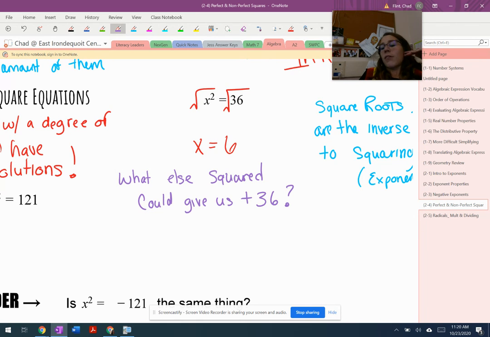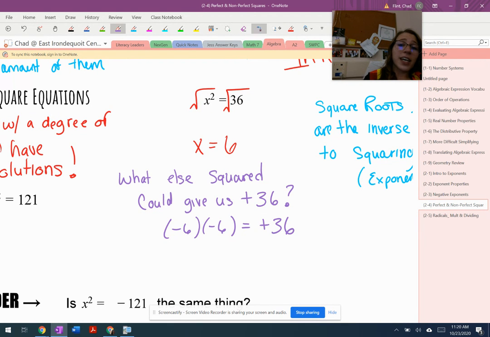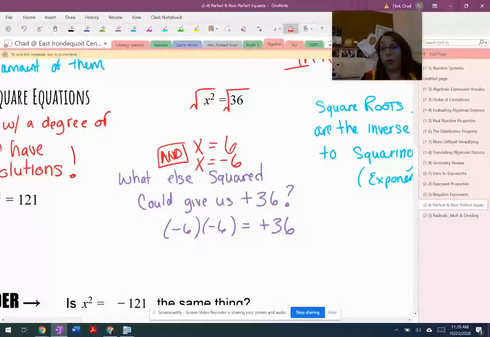Normally, this is a really fun conversation we have in class. But remember, a negative times a negative also gives you positive. So our second solution is x equals negative 6. Both of those make that equation true. Hence, those 2 solutions.